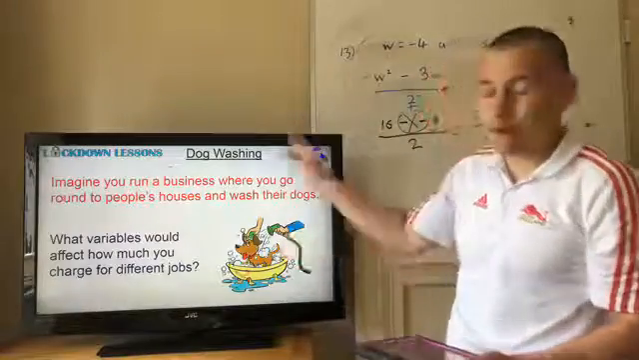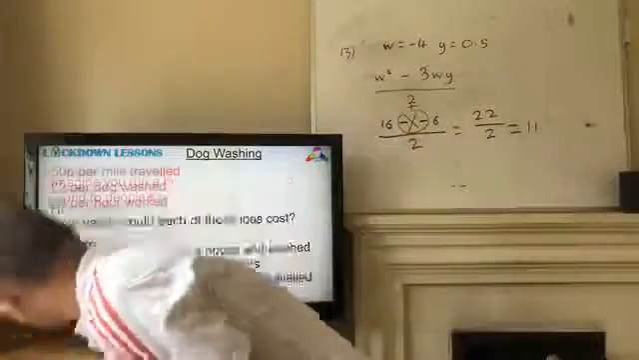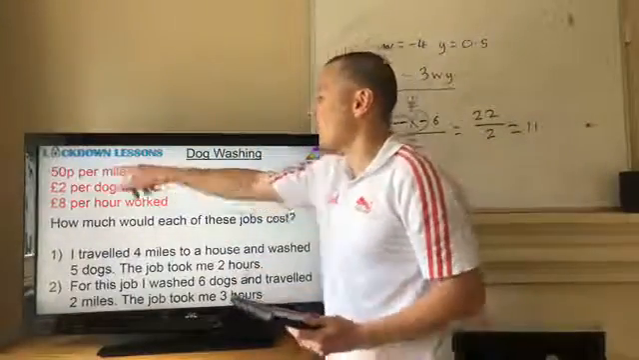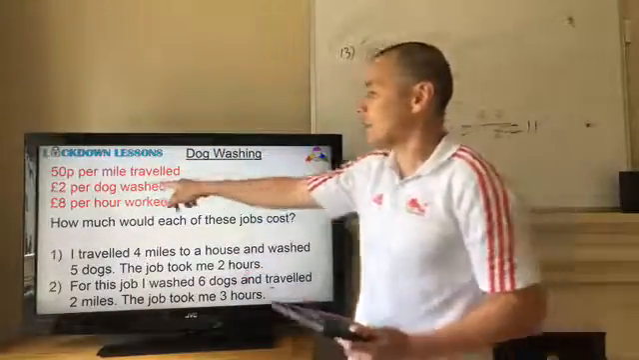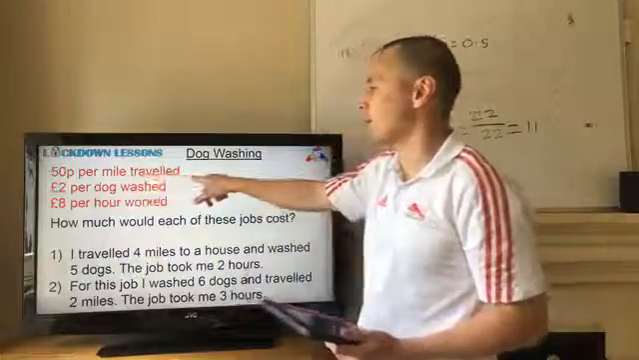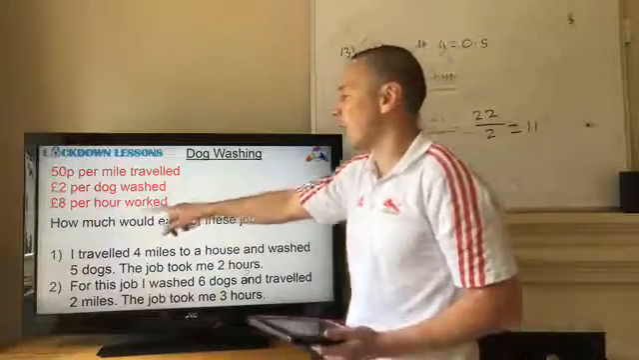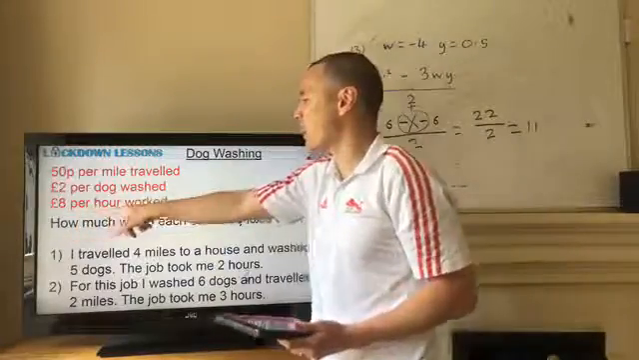So I'm going to pick a few variables to play with. We're going to focus on how far you travel to get there. We're going to charge 50p per mile travelled. We're going to charge £2 per dog washed. And we're going to charge £8 per hour worked.